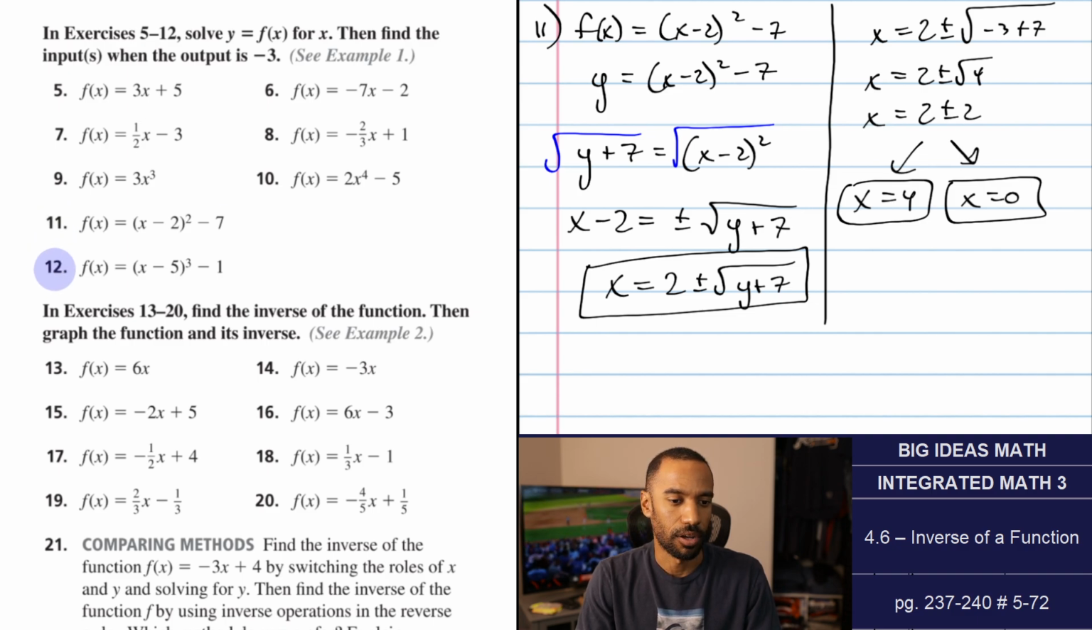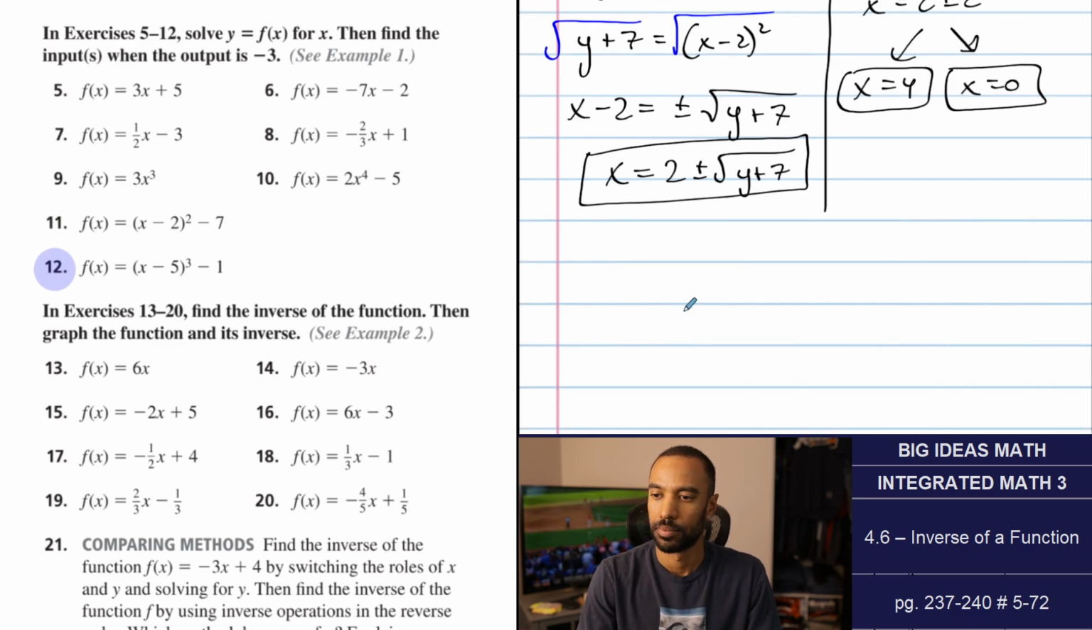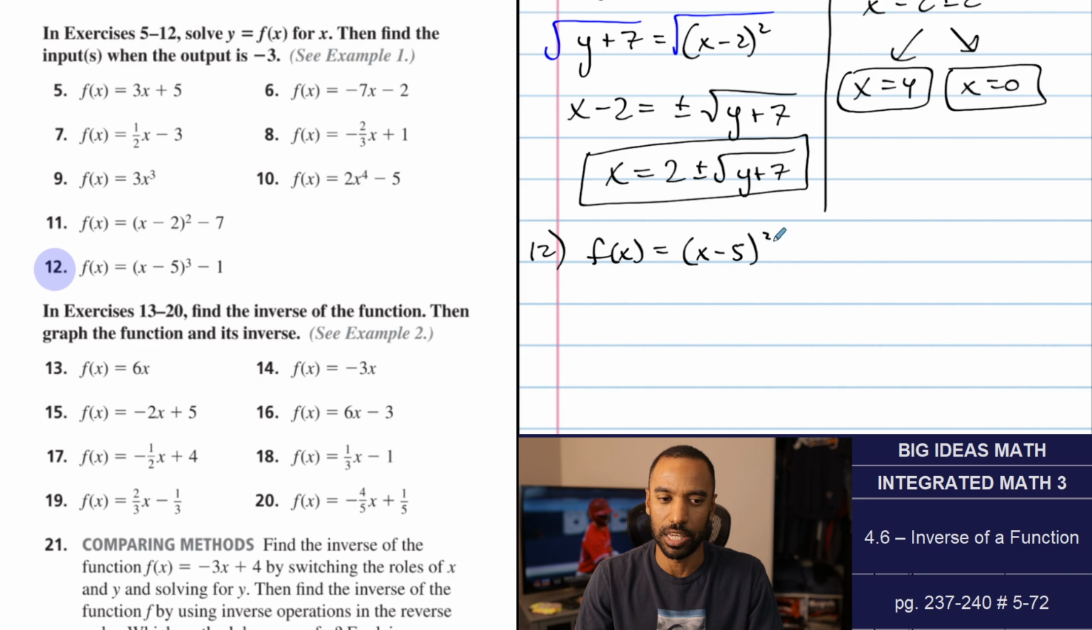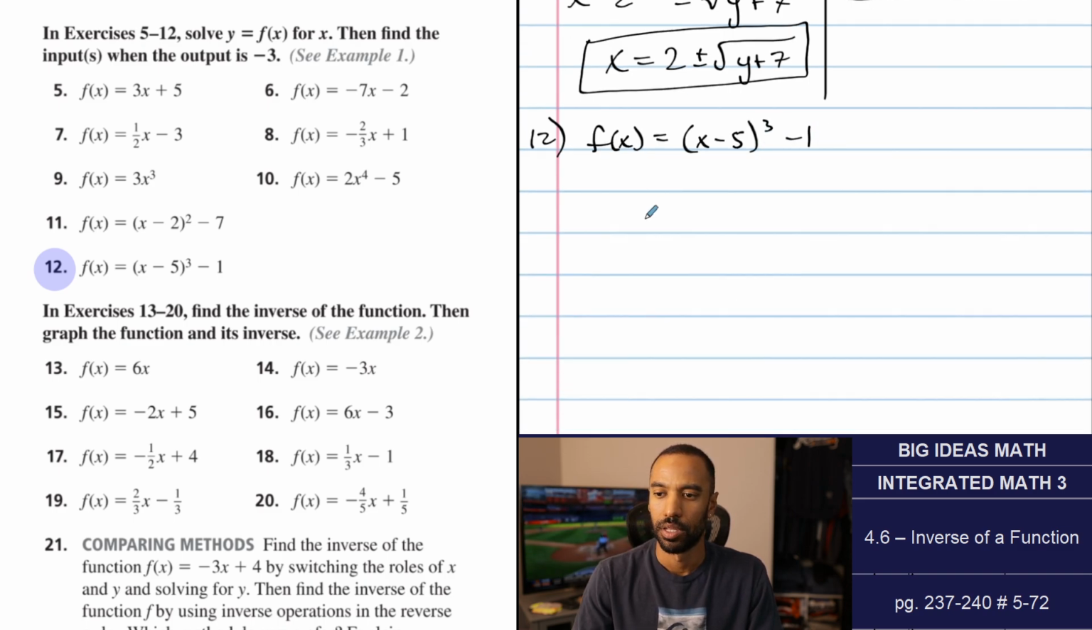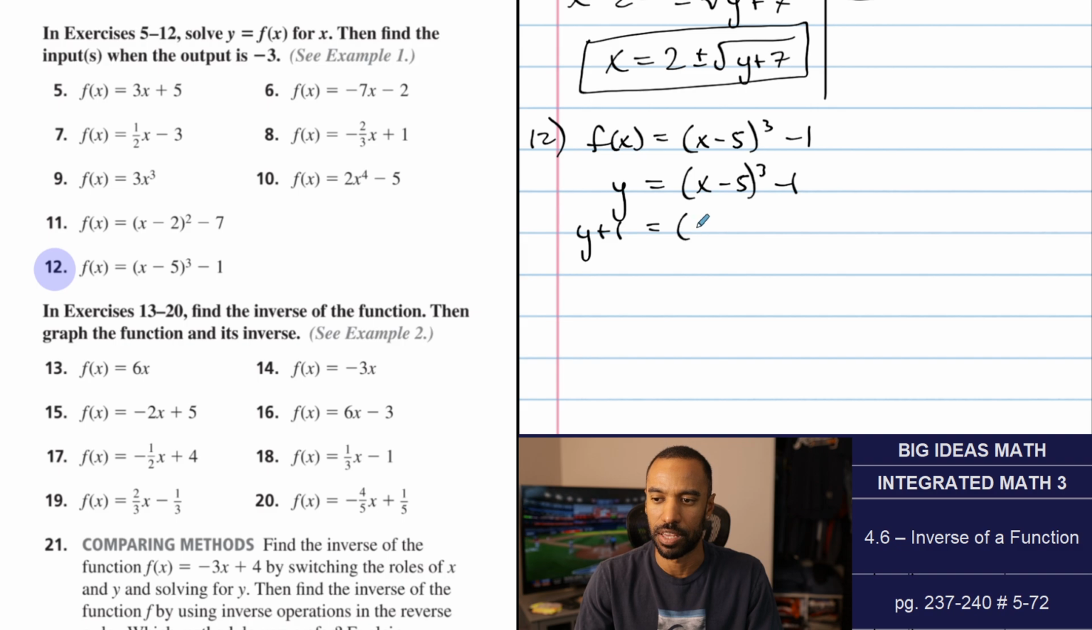And then number 12, we have f of x equals (x minus 5) quantity cubed minus 1. Turning this into y, we'll add 1, take the cube root, and then add 5 to both sides. But this time there is no plus or minus version of this. This is a cube root after all. That's not quite how that thing works.